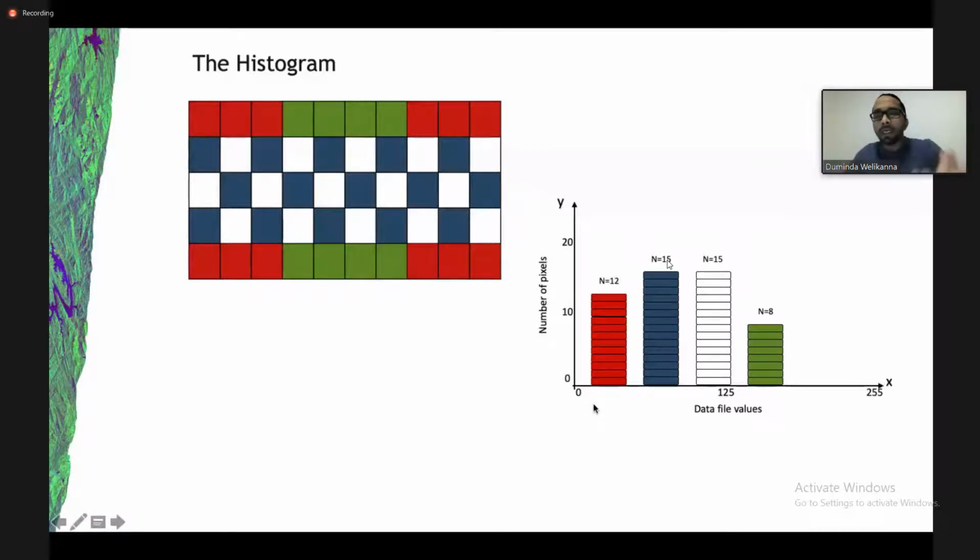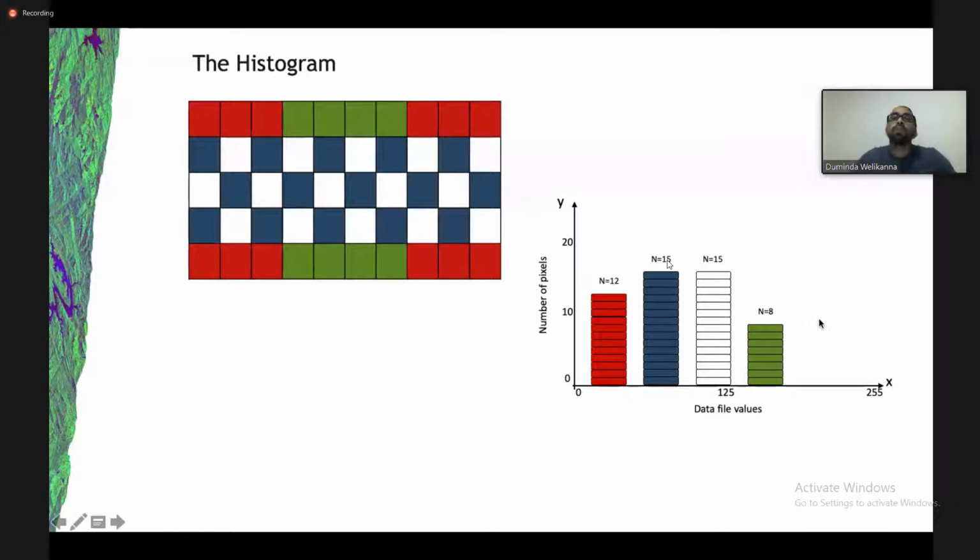Number of times the red occurred is 12, number of times the gray occurs is 15, number of times the white occurs is 15, number of times the green occurs is 8. So if I ask you, what is the gray level which is mostly occurring in this region? You will definitely say, looking at the histogram, it's the gray pixels and white pixels. So if the gray pixels belong to buildings and white pixels belong to grass, you will say this area has more buildings and more area of grass, right? And less area of water. Say the green belongs to water.